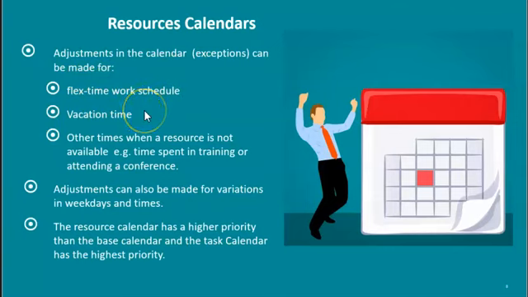They may be on vacation leave for a particular period of time. We have to enter that. Other times when a resource is not available, they may be in training or attending a conference. We do some adjustments in their calendar for that. Adjustments can also be made for variations in the work week. Suppose somebody is coming in 3 days a week. All right, so we do that adjustment. The resource calendar has a higher priority than the base calendar, and the task calendar, which we haven't discussed as yet, has the highest priority.